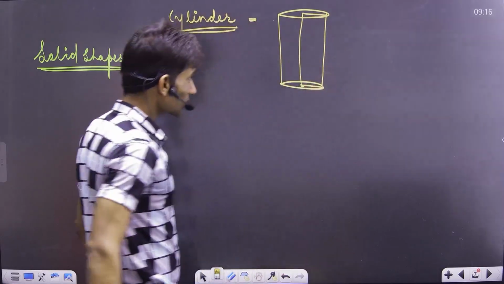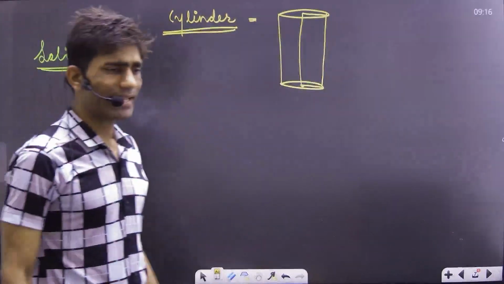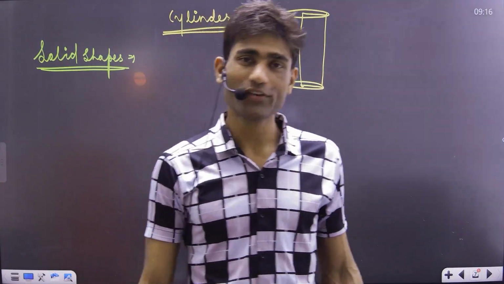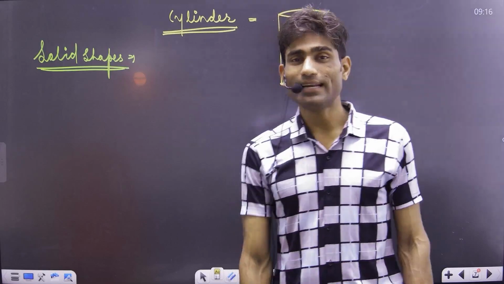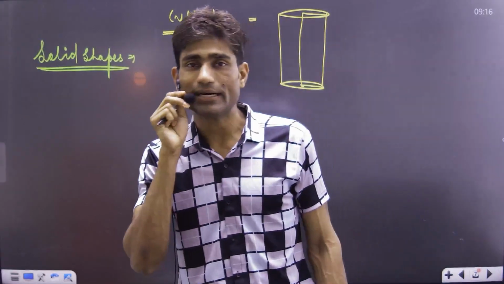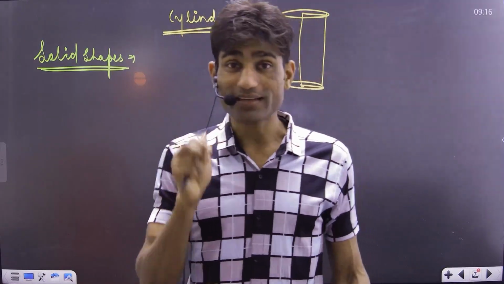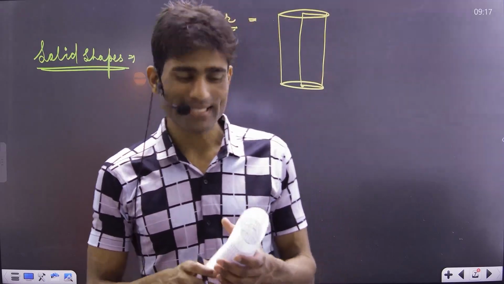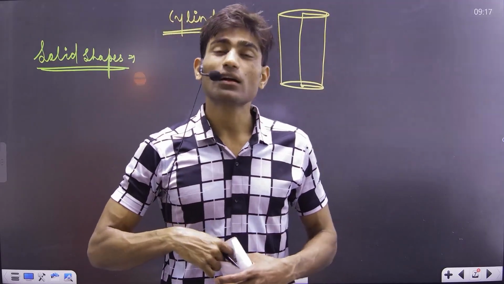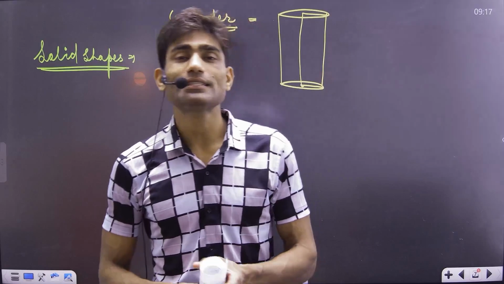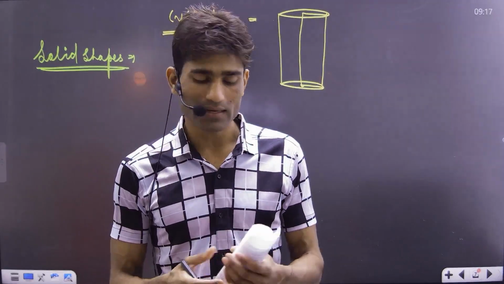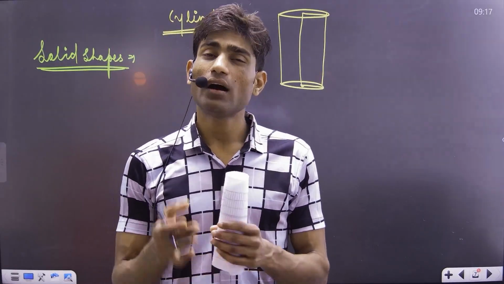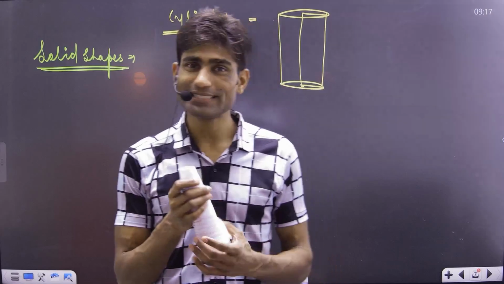Consider that I have given one cylinder here for you all. With respect to a cylinder, we have to understand these concepts: first, the volume of a cylinder; second, the curved surface area or lateral surface area of a cylinder; third, the total surface area. That's the concept here.